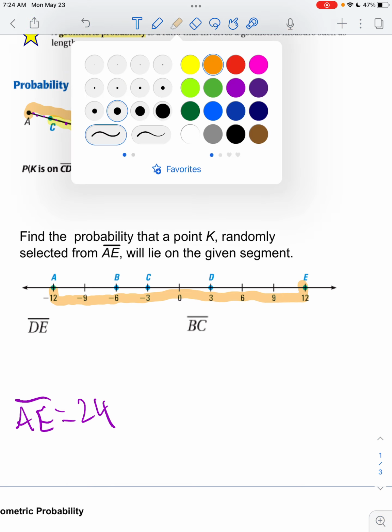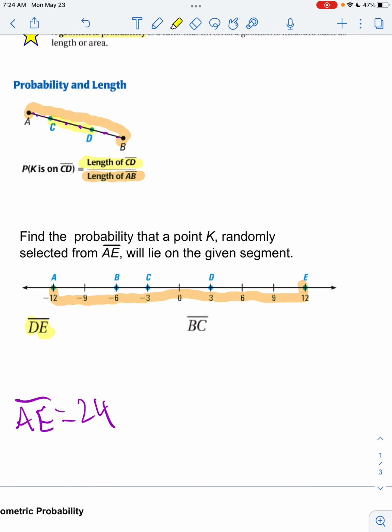The first part of the question is asking me for D to E. So D to E goes from 3 to 12. If we wanted to format it like this, the probability that K is on DE is equal to 9 over 24. But we always want to reduce if we can. So 3, 6, 9, 12, 15, 18, 21, 24. They both have a 3 in common. So let's divide the top and the bottom by 3 and get 3/8.